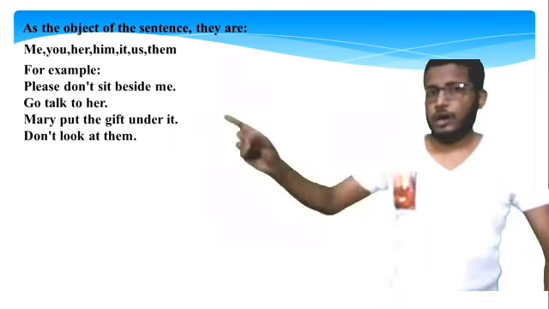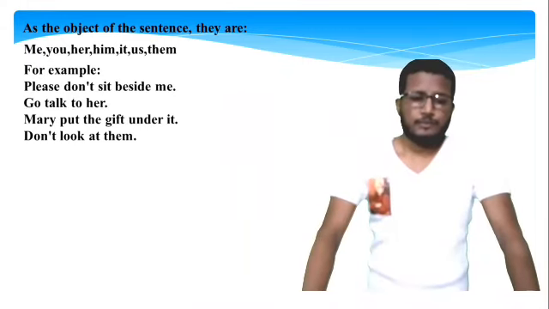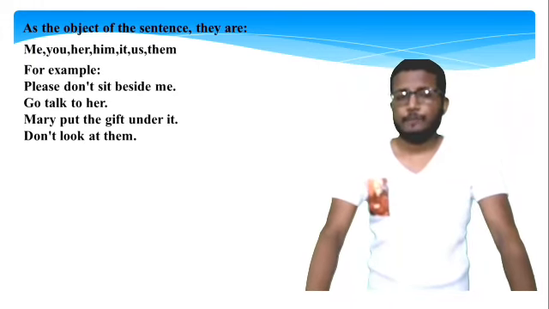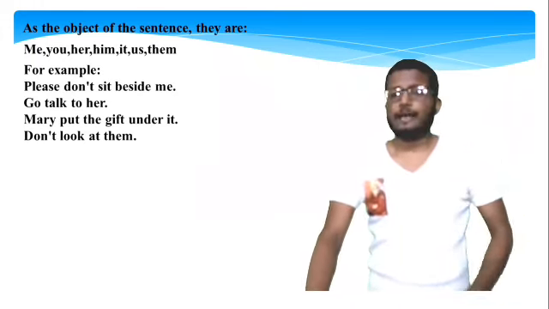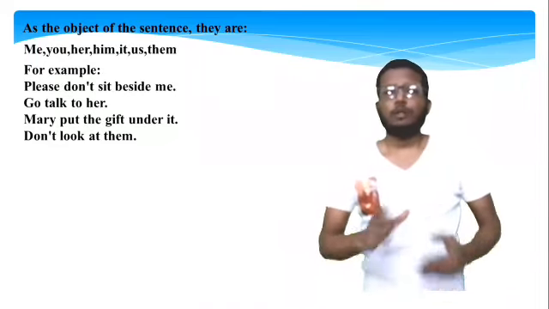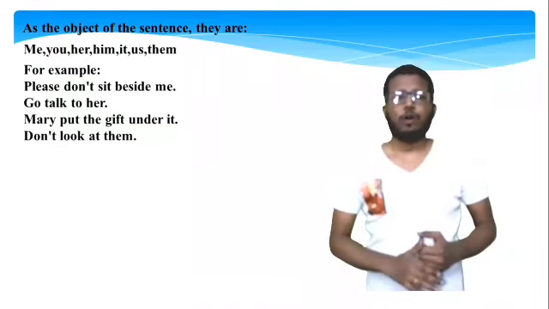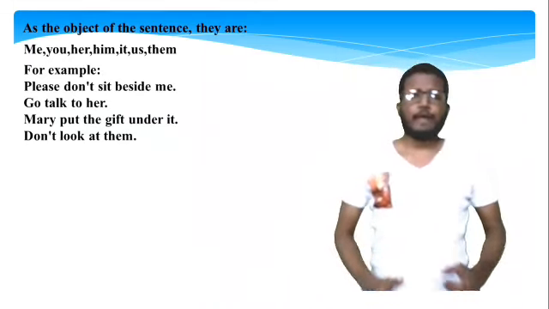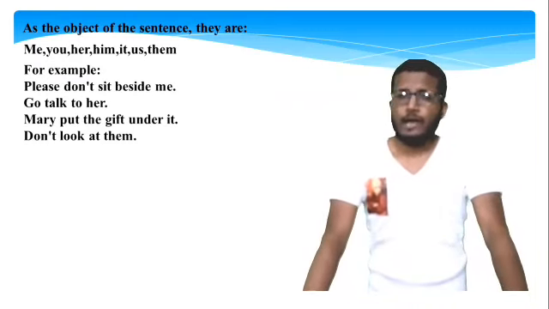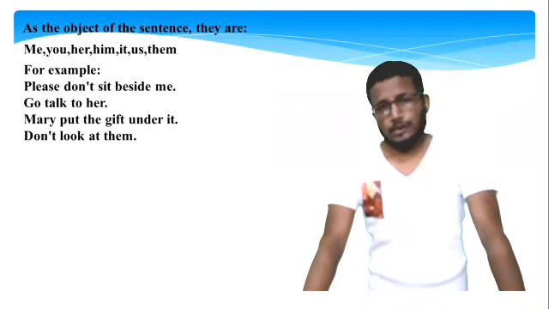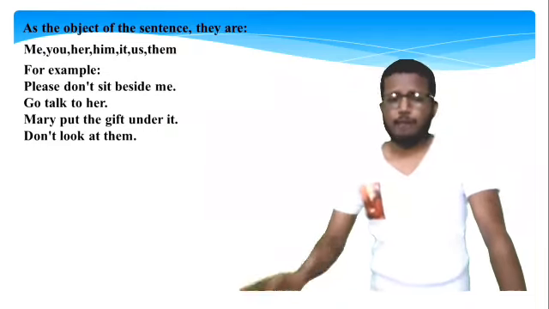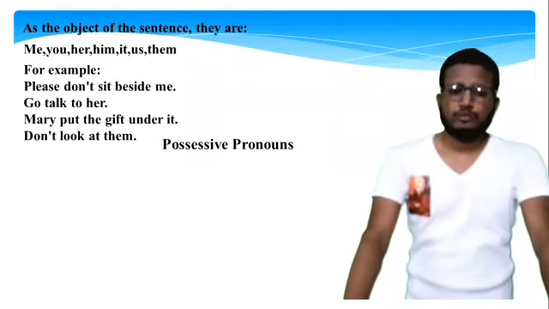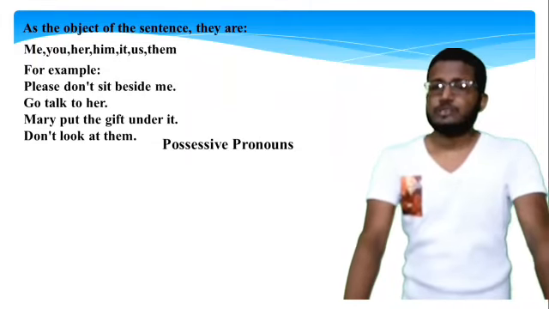For example, please don't sit beside me. Go talk to her. Mary, put the gift under it. Don't look at them. So here you can see all the words like me, her, it, them. All of them are taking the place of object in these sentences. So here, what I said to you before about the personal pronoun, that they can work as subject and objects too, in these examples I have proved it. And with this, personal pronouns end here.